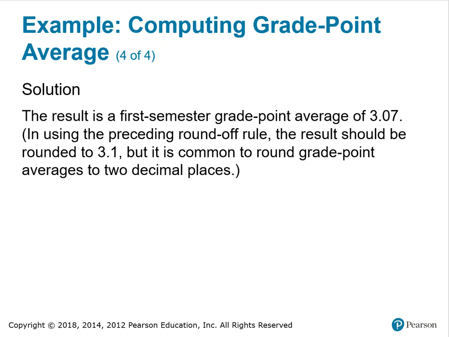In using the preceding round-off rule, the result should be rounded to 3.1, but it is common to round grade point averages to 2 decimal places. So we go against our standard round-off rule that we're using, just based on general practice.